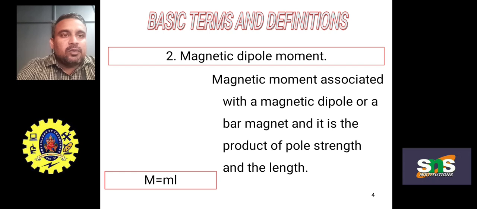Then the dipole moment, or magnetic moment, associated with the magnetic dipole or a magnet, is the product of pole strength and length of the magnet, that is, capital M equals m into l. So small m equals magnetic pole strength and l equals length of the magnet.